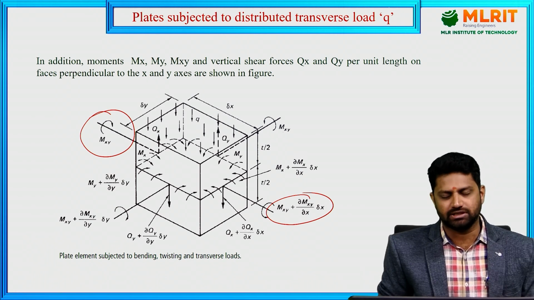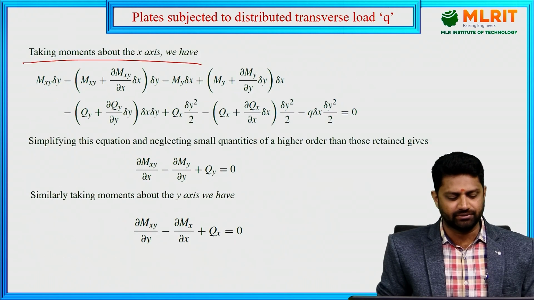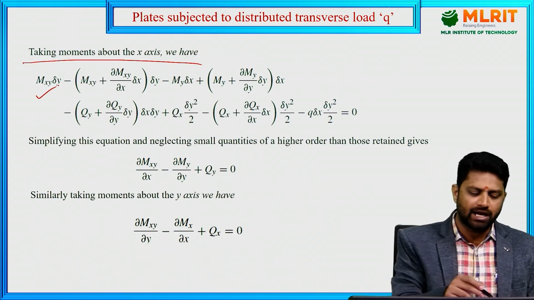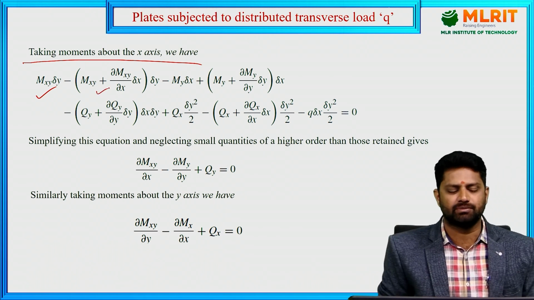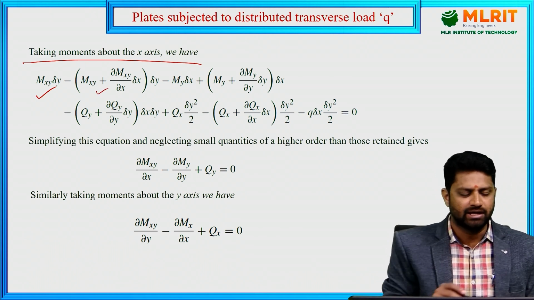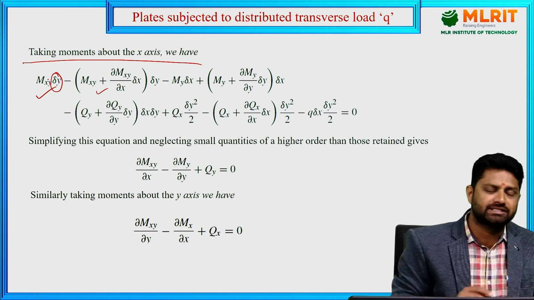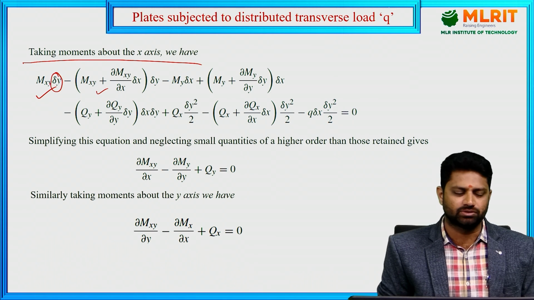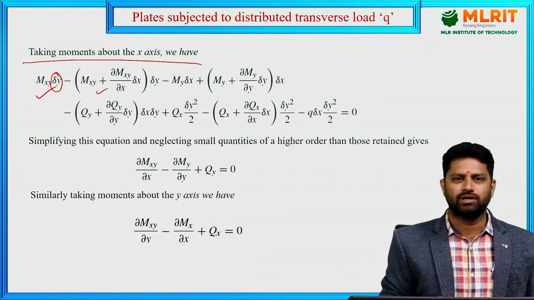So what are the forces that are giving moment about x axis? If you look at this equation, what we got? Mxy into delta y and mxy plus dou mxy by dou x into delta y, and here even the twisting moments we are going to apply. We are considering mxy as a twisting moment per unit length. So therefore we have to multiply it with the respective unit length, that is mxy into delta y.